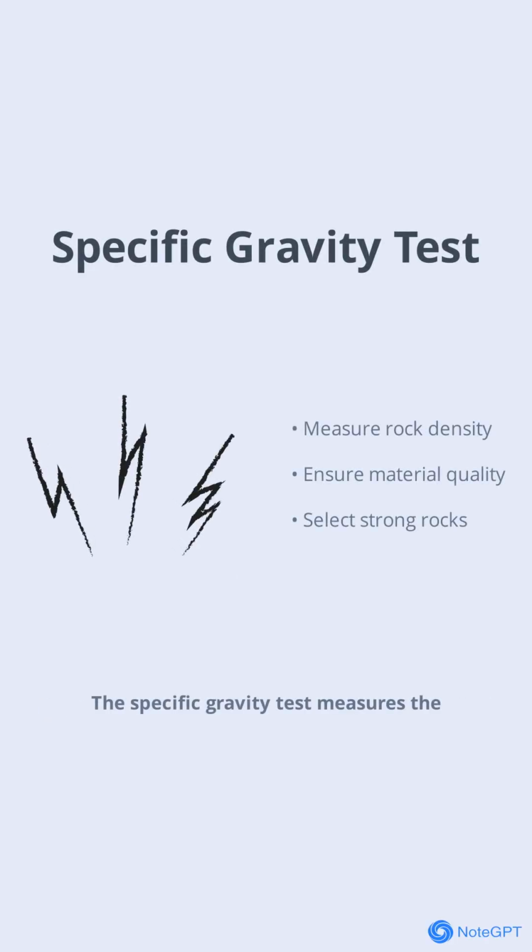Specific gravity test measures the density of the rock compared to water. This information is important for calculating the weight and stability of the fill. Rocks with a higher specific gravity are generally stronger and more suitable for use in construction. Regular specific gravity testing helps to ensure that only the best materials are used.